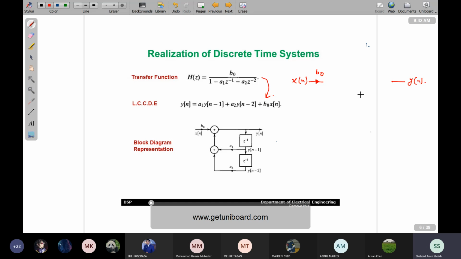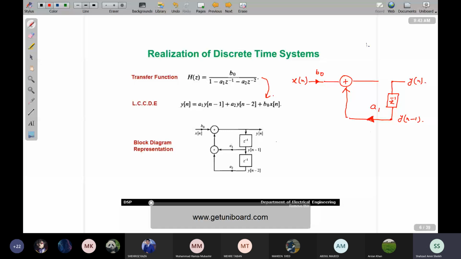How will I get y of n minus 1 from y of n? If I pass this y of n through some delay element, and you are aware what a delay element is from your digital logic design, that it's a register. So at this node I am having y of n minus 1, and this is being multiplied with some constant which is a1, and then this is being added to b naught x of n to get this y of n.